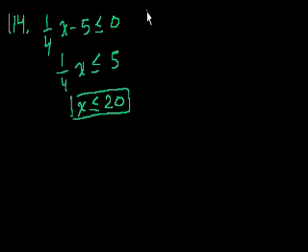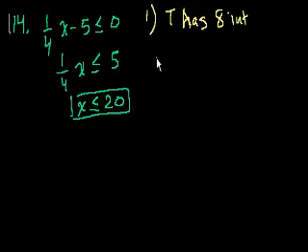Now what are the statements they give us? Statement 1: T is a set of 8 integers. That by itself doesn't help me because I don't know what those 8 integers look like. Maybe all 8 could be larger than 20, in which case it would be impossible to find one that's less than or equal to 20. Or maybe all 8 are less than 20, in which case you would have a 100% chance. So statement 1 by itself is fairly useless.